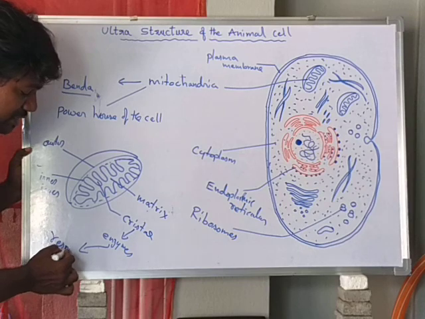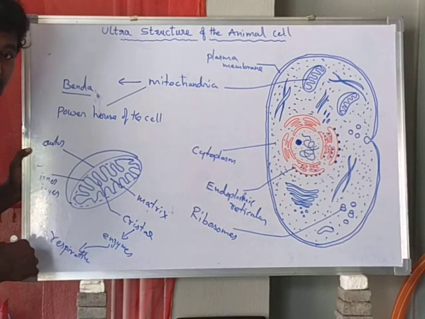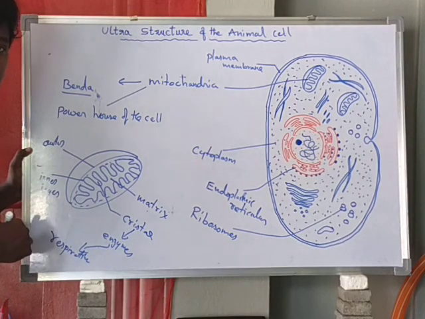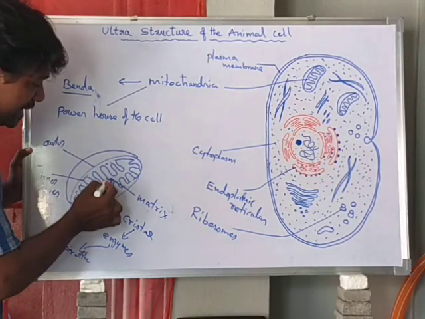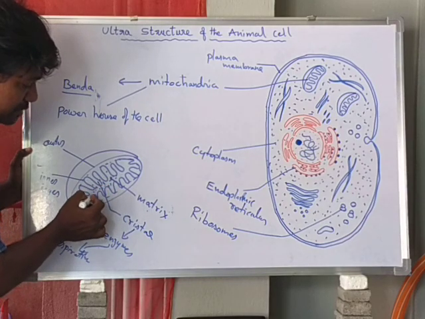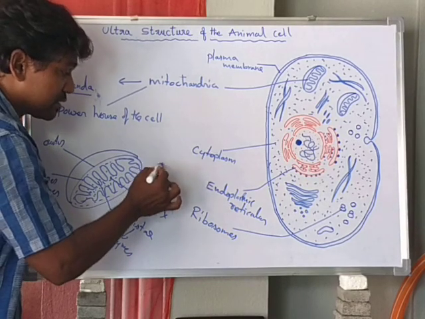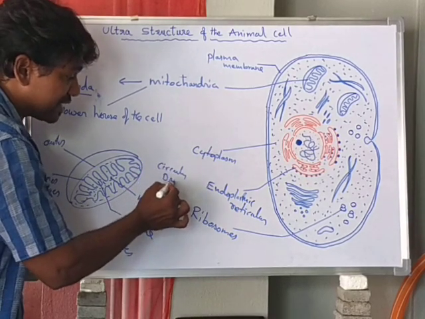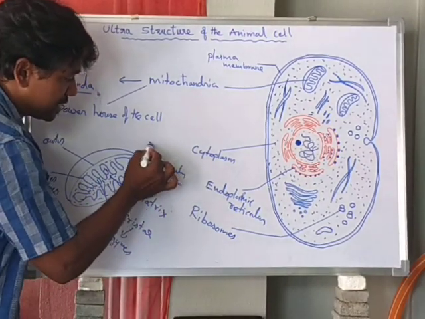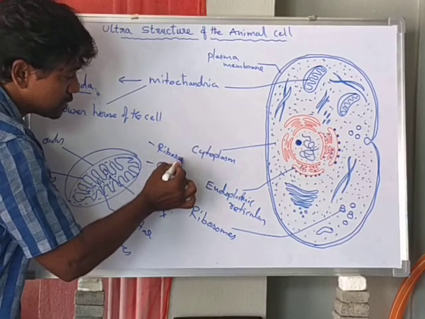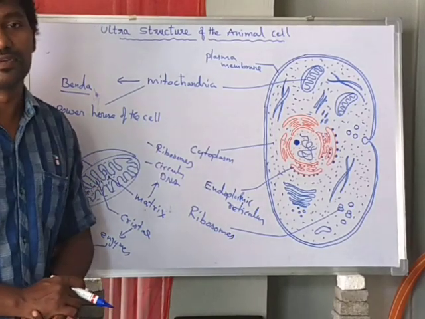So mitochondria are responsible for respiration. The Krebs cycle and electron transport occur in the mitochondria. The matrix, which is present in the central part of the mitochondria, contains circular DNA and ribosomes. So this is about mitochondria.